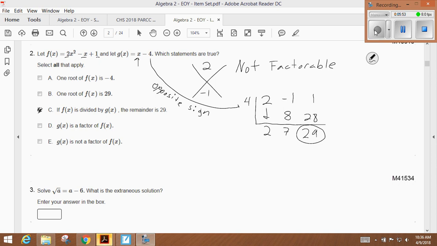What does it mean when we divide a polynomial by another polynomial and we get a remainder? It means that whatever we divided by is not a factor. Like, how do you write that out? Is it like 2x squared? So check it out.